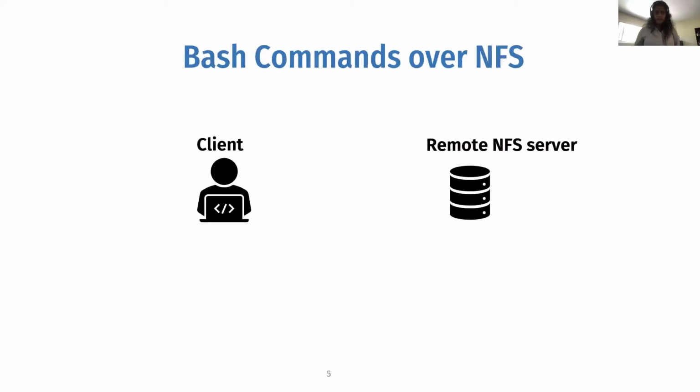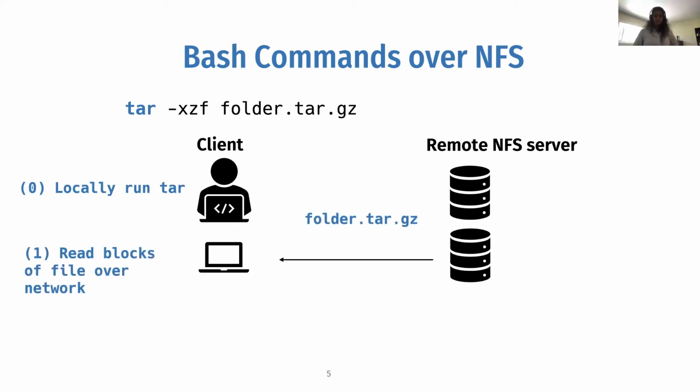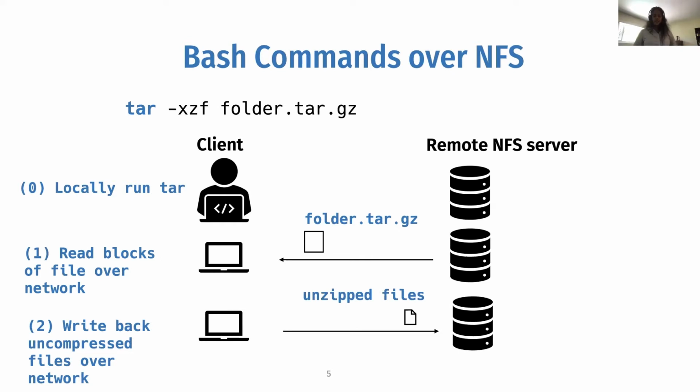Consider what's happening with this developer trying to run this tar extract command over this remote NFS mount. First, the tar program will start running locally, and it'll make remote read requests to read the input tar bulk over the network. The tar program will locally decompress each block and make remote write requests to write back each unzipped file back over the network. This will continue back and forth until the entire folder has been sent back and forth.